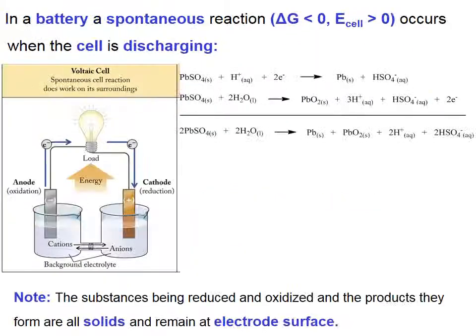So in a battery, a spontaneous reaction occurs, that is delta G is negative and the cell potential is positive. When a battery is discharging, electrons will spontaneously flow from the anode into the cathode, and we can intersect those electrodes and get them to do useful work on the surroundings. In this case, it's lighting up a light bulb. A classic example of that is the lead acid battery that's in your car.